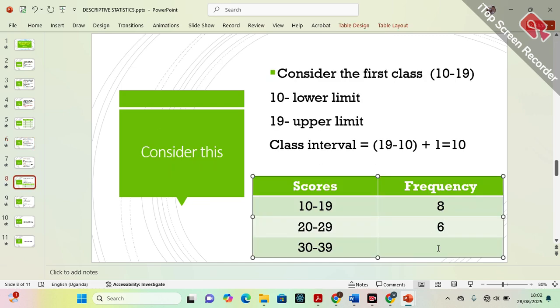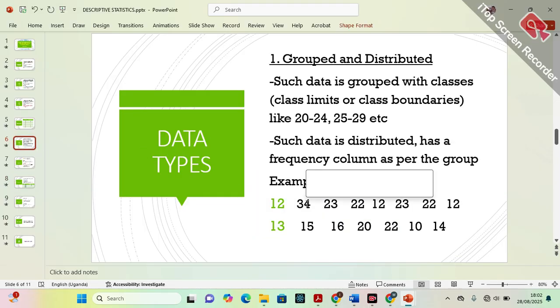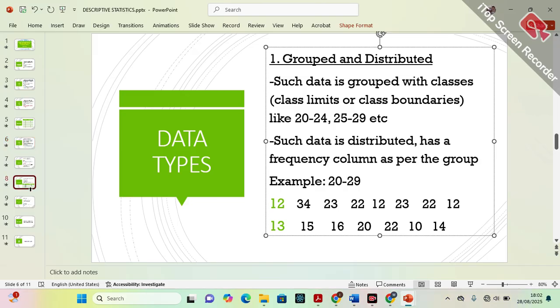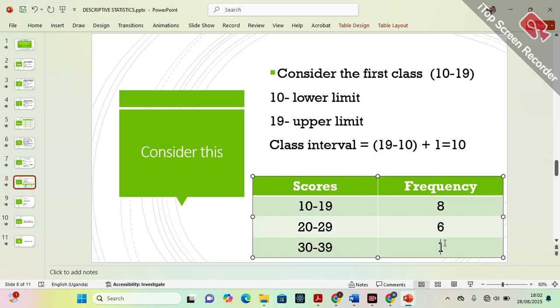Then I go to the range of 30 to 39. I'm seeing it is only 1. So I don't need to go and create other ranges like 40 to 49 because I don't have any values that lie in that range. I don't focus on that because I don't have any values falling in that range. So now we have constructed what we call distributed data, because it has frequency, and grouped data. This data in this table here is now grouped and distributed.